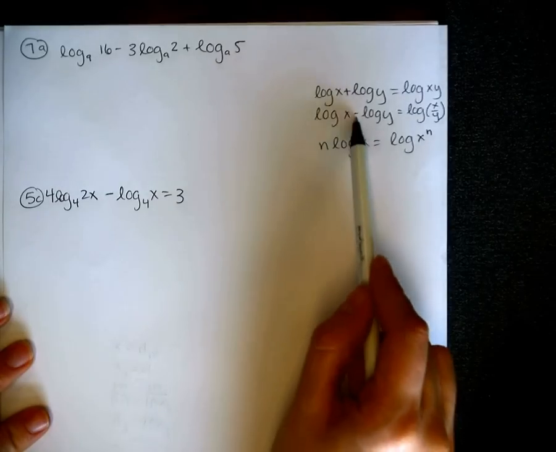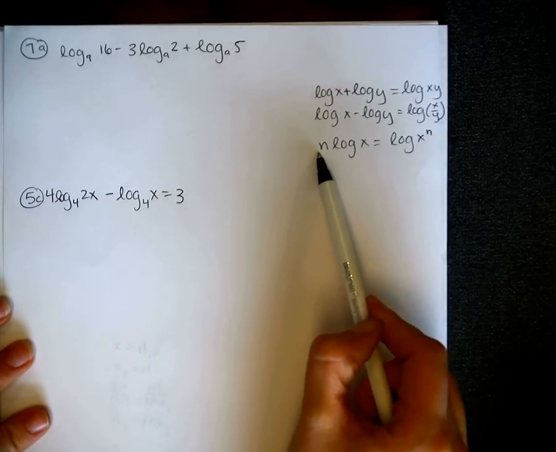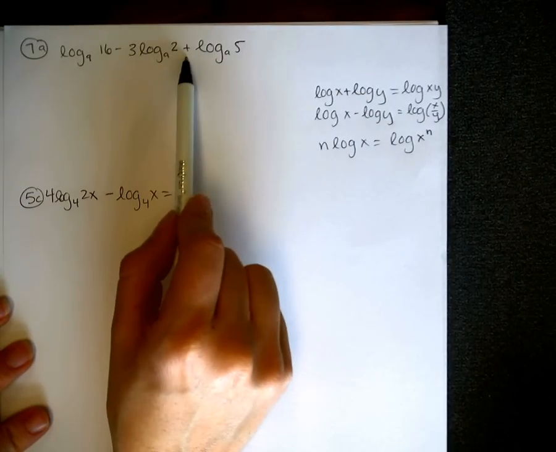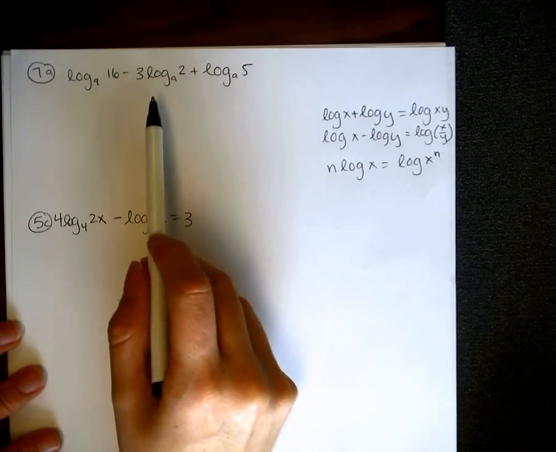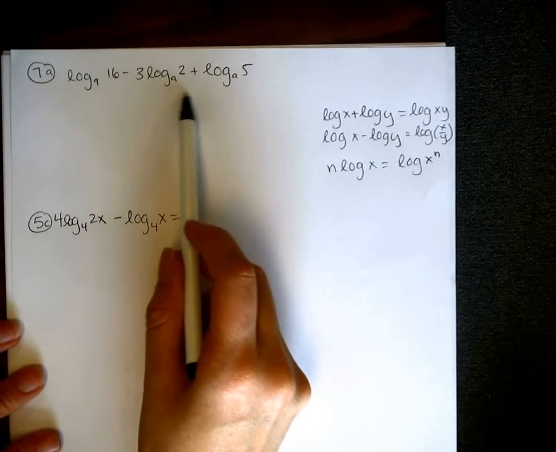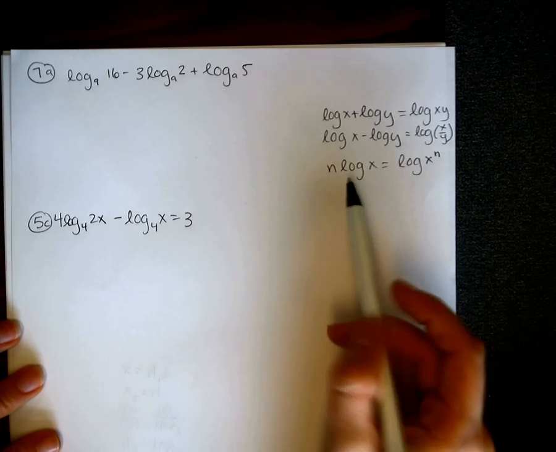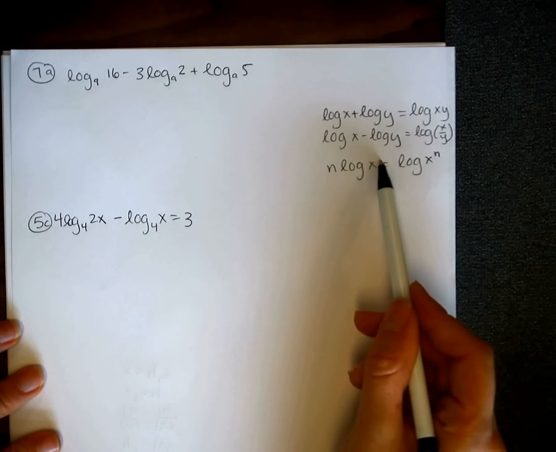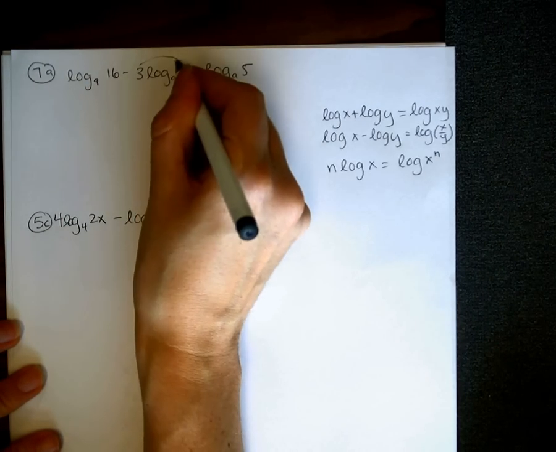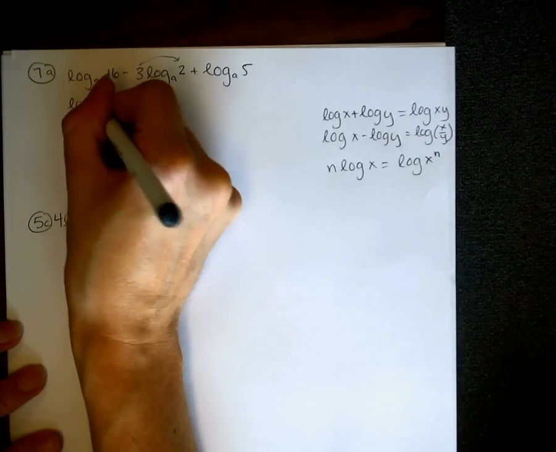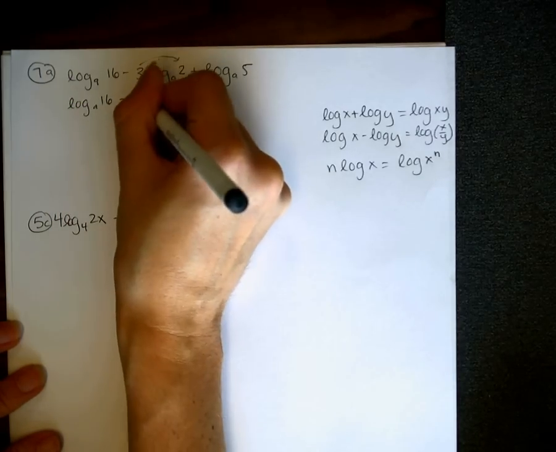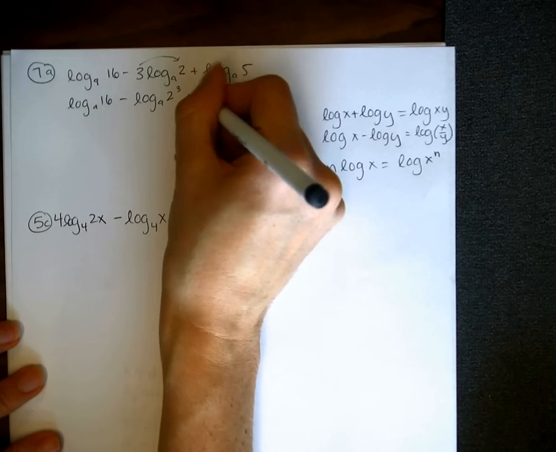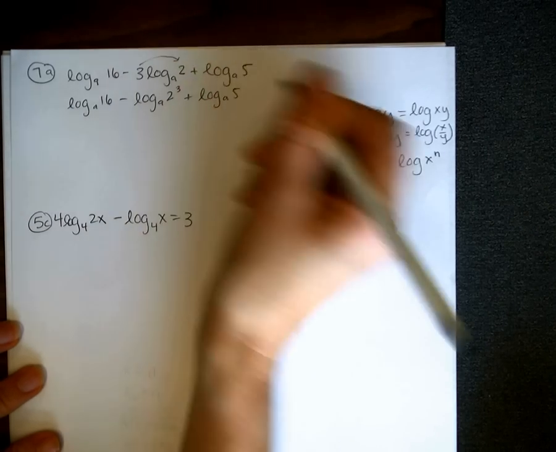I have addition, subtraction, and multiplication in this problem, but just like our order of operations says, you have to deal with multiplication before subtraction or addition. So the first thing I look at is the fact that this log base a of 2 is multiplied by 3. According to this property here, I can pull the 3 up into the exponent of the argument. So I'm going to pull this up and leave the log base a of 16 minus, and now this will be log base a of 2 to the third power plus log base a of 5.